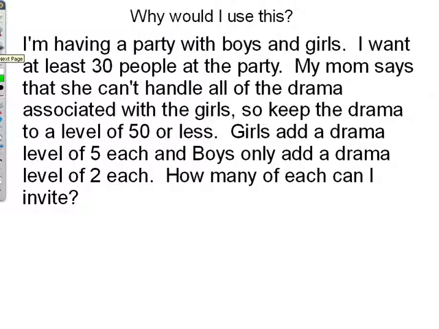When would I use this? Why would I use this? Well, I'm back in middle school, time travel, having a party with boys and girls, and I want at least 30 people at my party. Everybody says boys are x and girls are y. So I'm just saying that I want at least 30 people, so x plus y, the number of boys and the number of girls, has to be at least 30. So I want greater than or equal to 30. There's one of my linear inequalities.